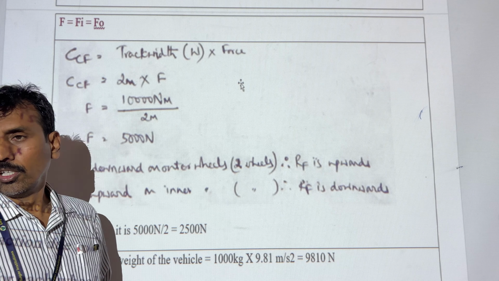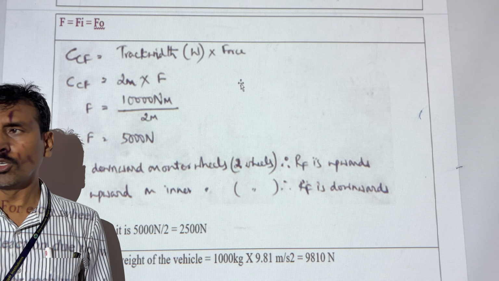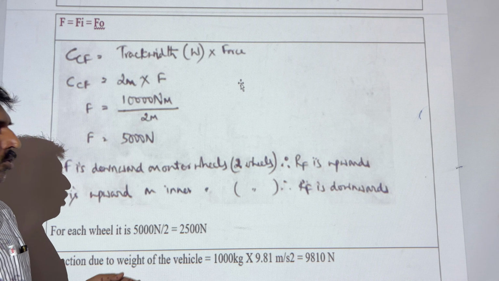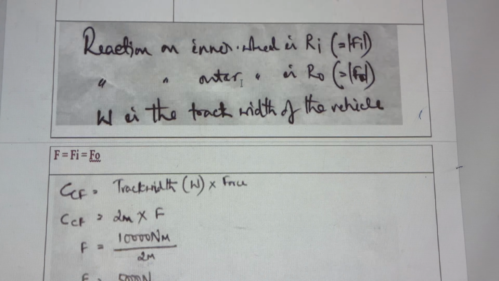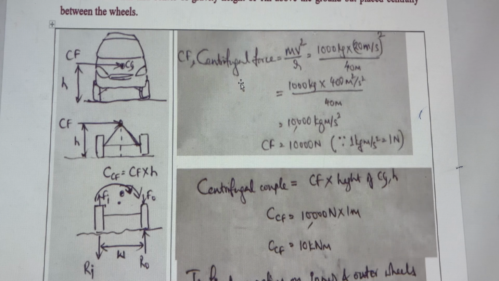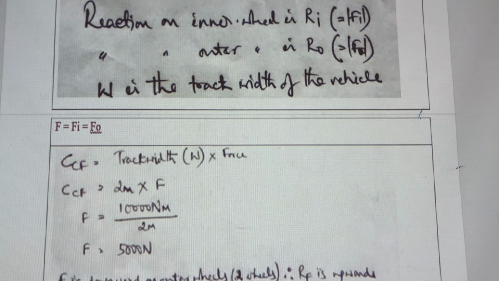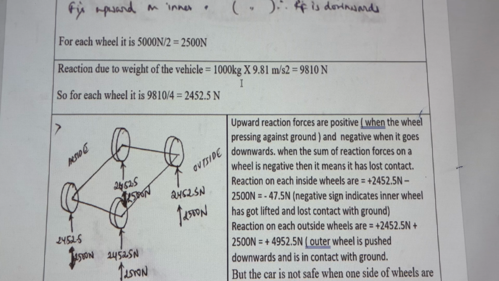Now you want to know what is the force on the inner and outer wheels. You don't have to worry about the outer wheels, you just have to worry about the inner wheels. What is the weight on the inner wheel? Since the weight of the car is 1000 kg, each wheel carries 250 kg, so 250 kg into 9.81. That is the force which is acting on the inside wheels.